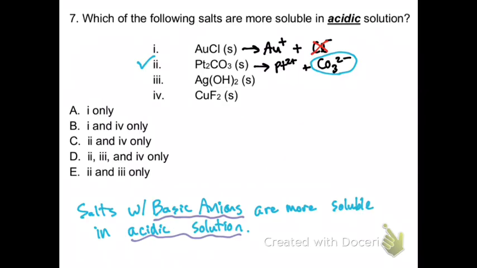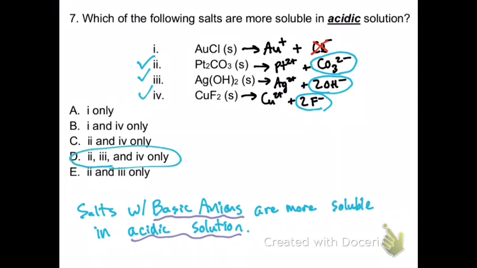We'll do the same thing for silver hydroxide. These are some expensive salts that we're looking at here. So silver and 2 hydroxides. Are hydroxides basic? You bet they are. They're like pumpkin spice latte level. They're super basic. And then finally, we have copper fluoride, which would dissociate into copper 2+ and 2 fluorides. And remember, HF is not a strong acid, so F- therefore must be a weak base. So salts 2, 3, and 4 are going to be more soluble in acidic solution.